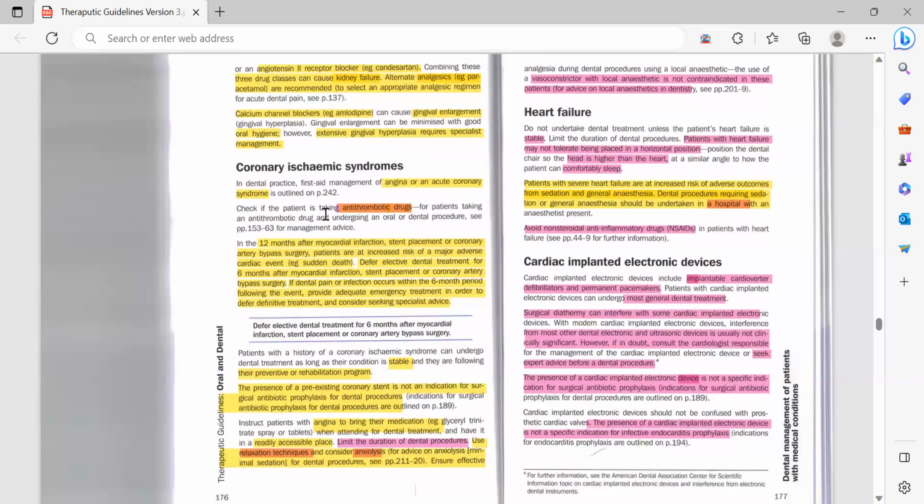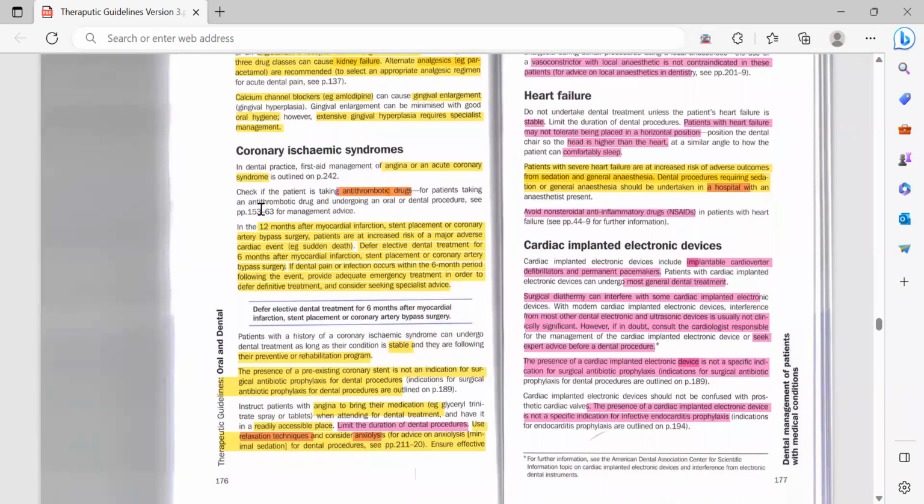Okay, so check if the patient is taking antithrombotic drugs, because these heart patients should be taking the antithrombotic drug to prevent the formation of thrombus in that area. For the antithrombotic drug, we read in detail a few days back what you need to do if the patient is taking anticoagulants, or only an antiplatelet, or combination therapy, and what modification you need to do. So you can just revise that topic again with this topic.